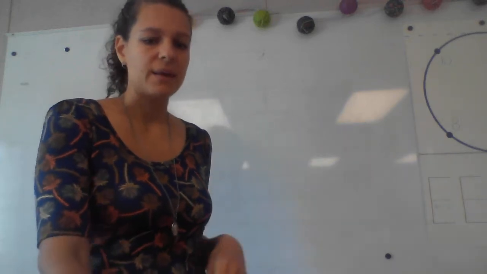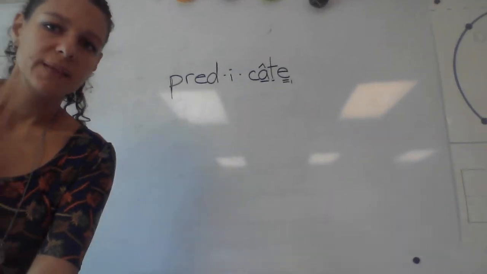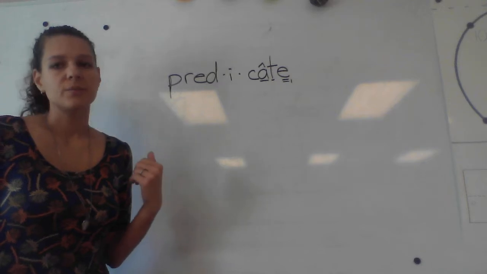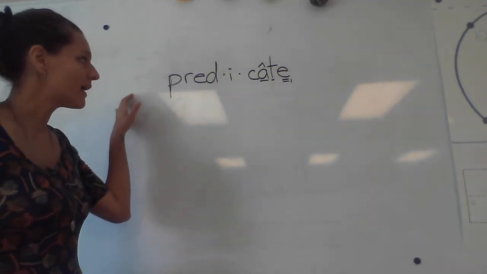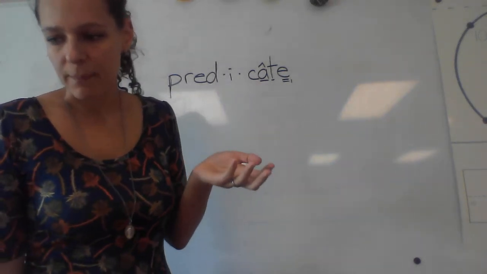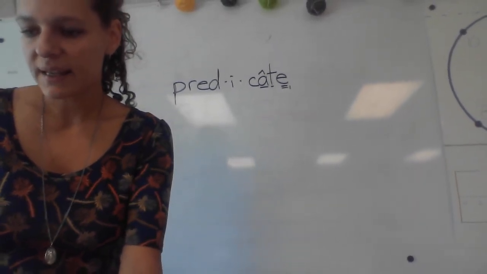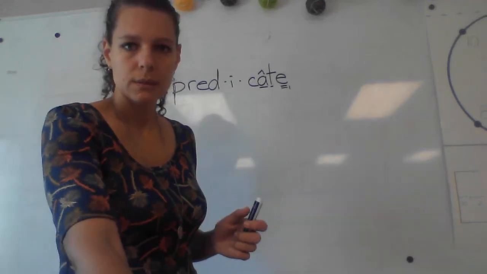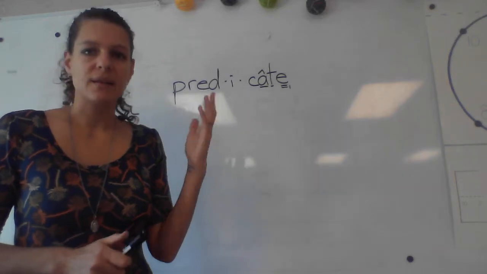I'm going to write that up here. All right, so I put the spelling rules there, so if you've been at our school before, that would help you to read the word. It's a big word, predicate. Say it with me one more time, predicate. All right, and that is what happens in the sentence. The predicate is what happens in the sentence.